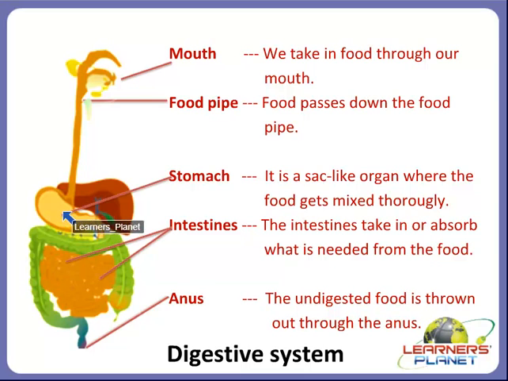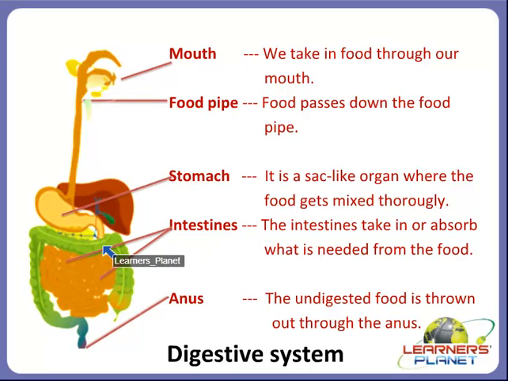So this is a stomach. What can we say about stomach? It is a sac-like organ where the food gets mixed thoroughly. Thoroughly means very, very precisely. Right? It gets mixed. So, what is the function of stomach? It mixes the food thoroughly. And then it passes to the intestines.